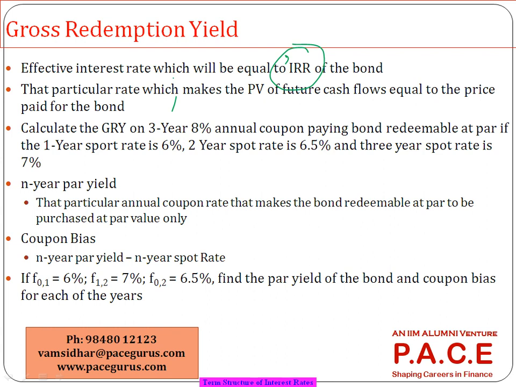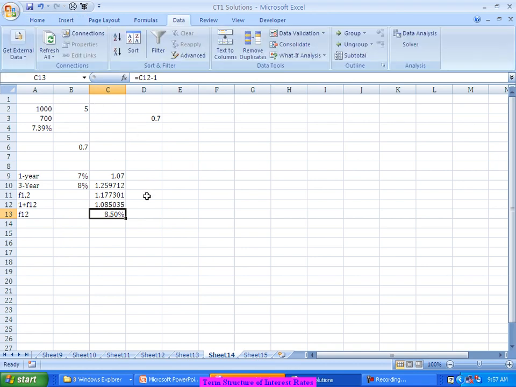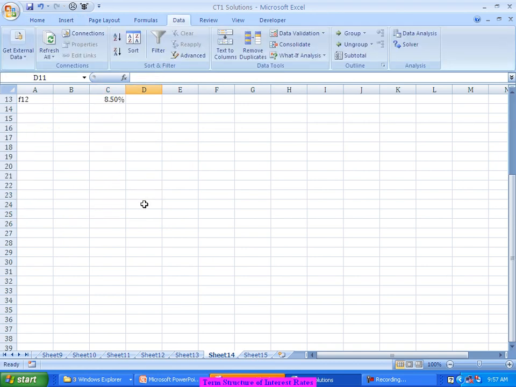A 1-year spot rate is 6%, 2-year spot rate is 6.5, 3-year spot rate is 7. Okay, let me take this example. This will solve a lot of aspects for us. A 1-year spot rate, I'm saying it is 6%. A 2-year spot rate is 6.5%, and a 3-year spot rate is 7%.